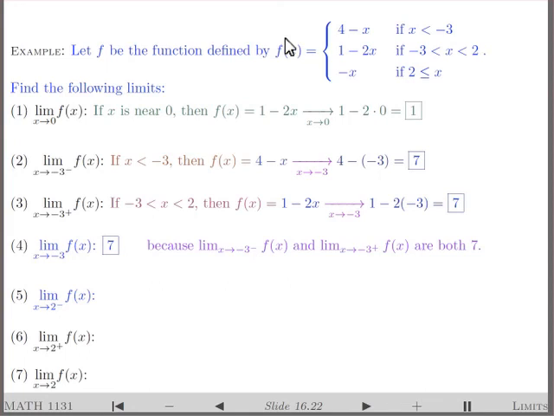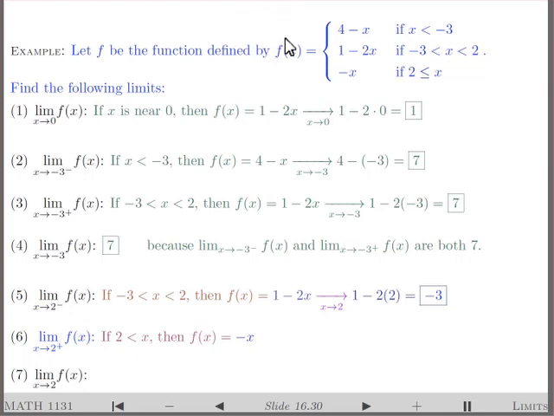Let's also find the limit at 2, the other number where the expression changes for this function. From the left, if I take numbers just to the left of 2, so x is less than 2 but not too far from 2, then x is between negative 3 and 2, so f of x is 1 minus 2x. And the limit of 1 minus 2x as x approaches 2 is 1 minus 2 times 2, which is negative 3. To the right of 2, f of x is negative x.